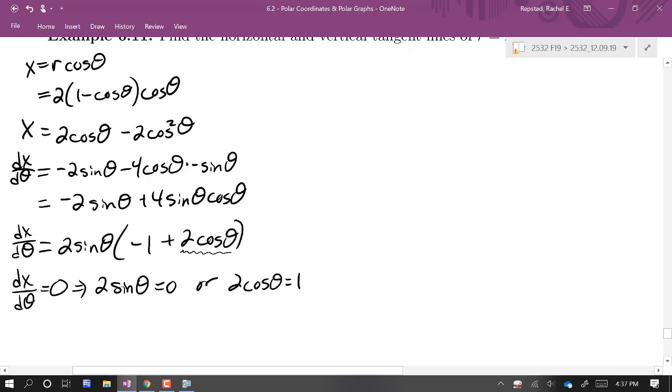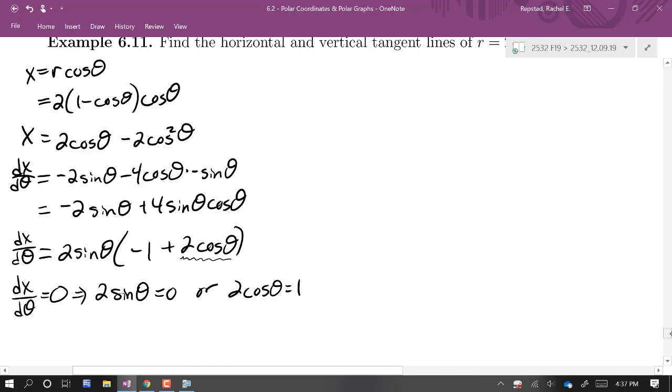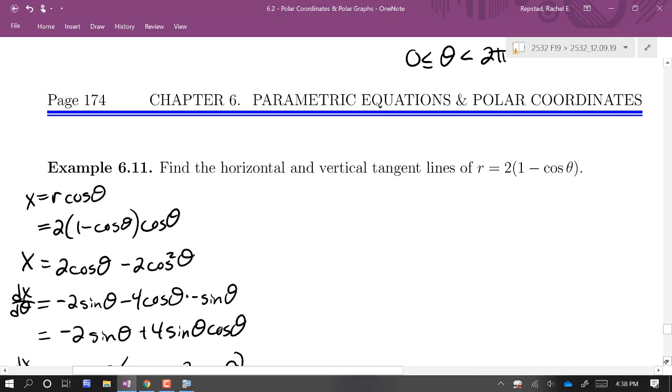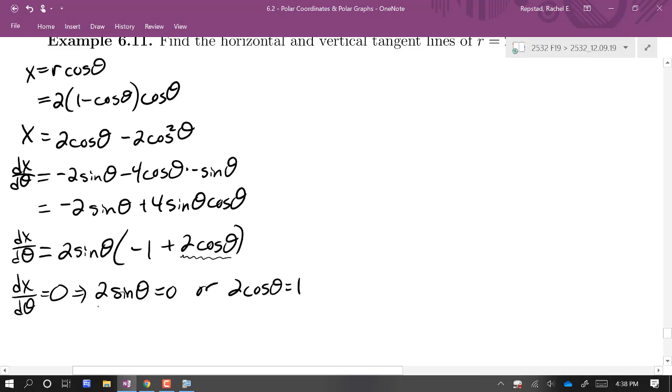So 2 sine theta equals 0 happens when sine is equal to 0, and they didn't give us a range on theta, so I'm just going to assume that it's 0 to 2 pi. Usually we go from 0 up to, and not including, 2 pi, just one go around the circle. So I'll make that assumption here. So 2 sine theta is equal to 0 when theta is 0 and pi.